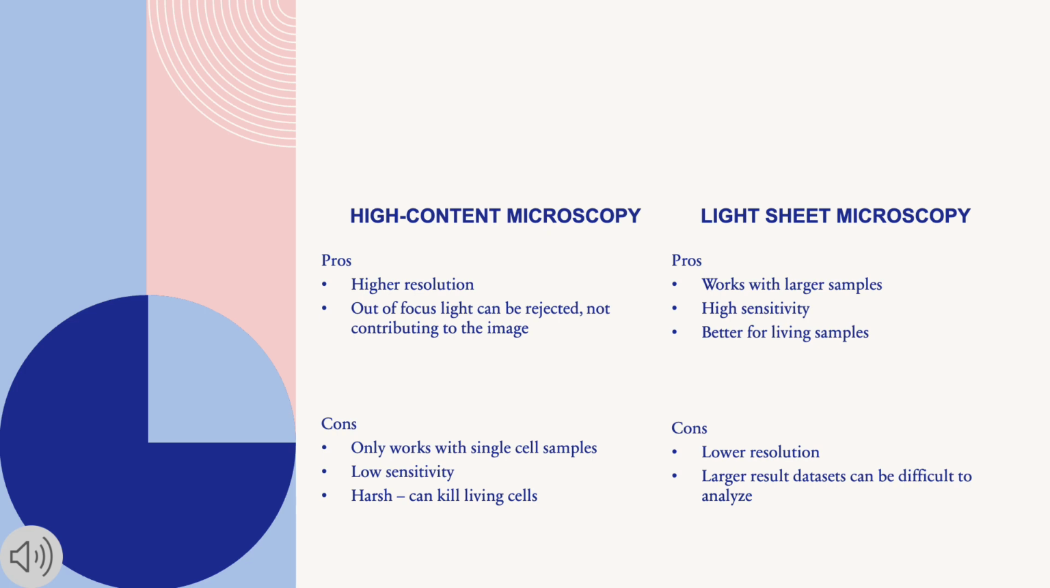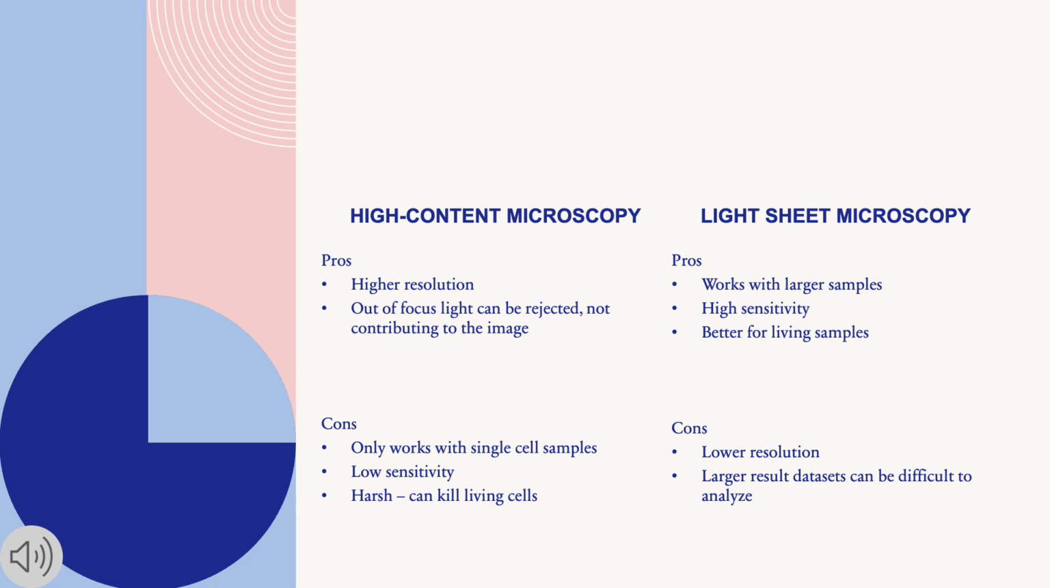Some advantages to high-content microscopy are that it has high resolution, allowing for clearer images, and that it has the capability of rejecting out-of-focus light so that it will not contribute to the overall image. Some cons, on the other hand, are that it only works with single-cell samples, it has a low sensitivity, and that it is too harsh to work with living cells.